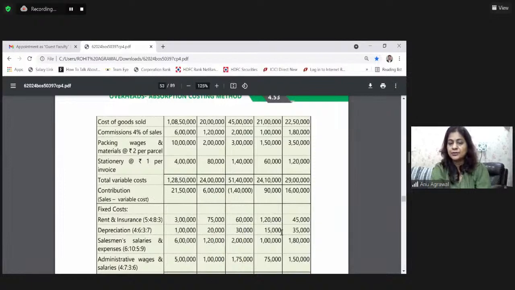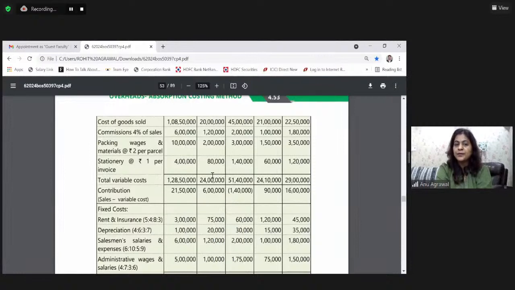Because this fixed cost, whether I do business or not, whether I decide not to manufacture any product, these expenses will still be incurred. You can't remove a salesman, even if you decide to discontinue a product. You will still continue with the salesman. You will still incur money for rent and insurance. So when we take up decisions, we assume that we should not subtract all fixed costs.